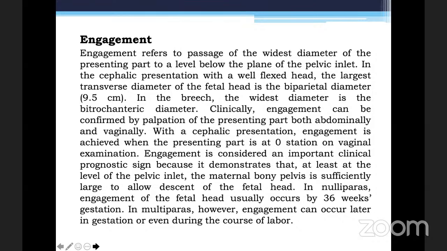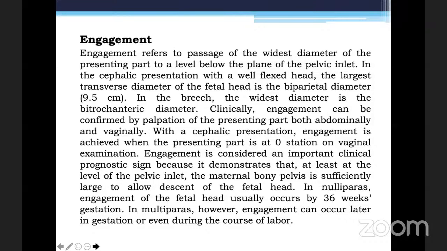Clinically, engagement can be confirmed by palpation of the presenting part, both abdominally and vaginally. With a cephalic presentation, engagement is achieved when the presenting part is at zero station on vaginal examination. Engagement is considered an important clinical prognostic sign because it demonstrates that, at least at the level of the pelvic inlet, the maternal bony pelvis is sufficiently large to allow the descent of the fetal head.